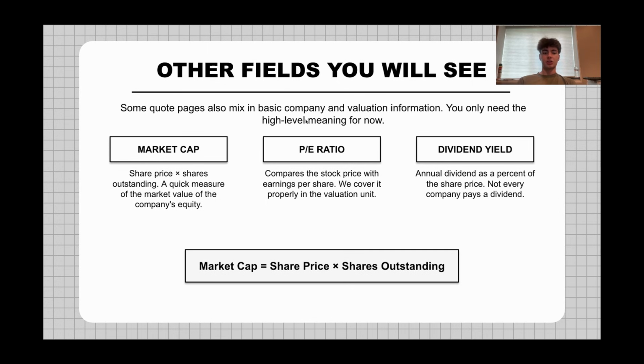Then you could see PE ratio. PE compares the stock price with the company's earnings per share. We're going to cover that a lot more later on. Just right now you understand that it just compares the stock's price with the company's earnings. It gives you a rough idea of valuation.